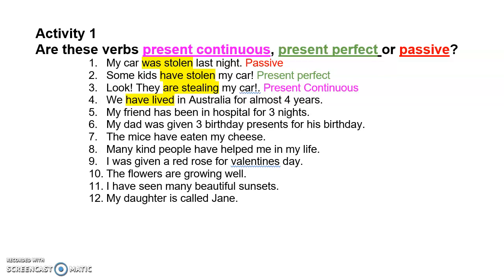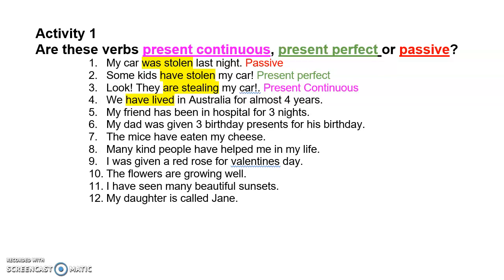Number 6, my dad was given 3 birthday presents for his birthday. Find the verb, was given. Now the first verb is the to be verb, and the second verb is the past participle. This tells us that this is a passive verb. So you can write passive at the end of sentence number 6.